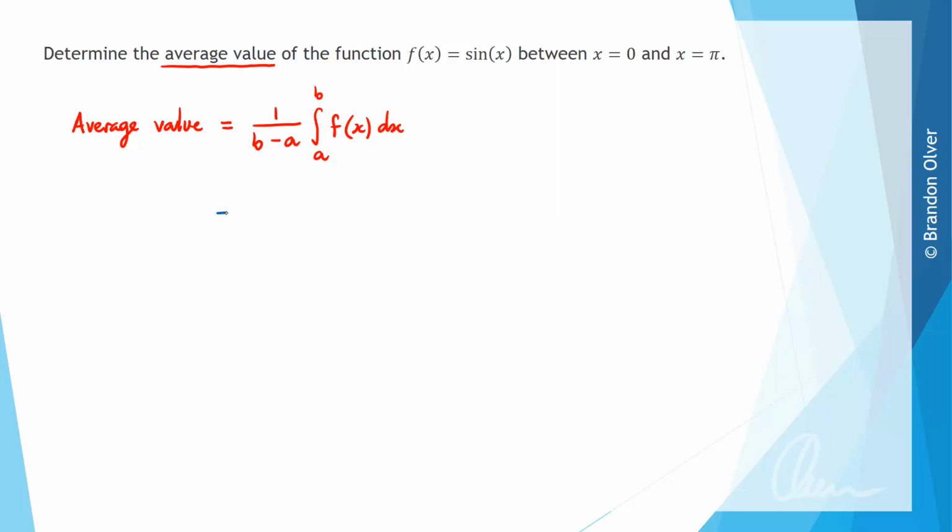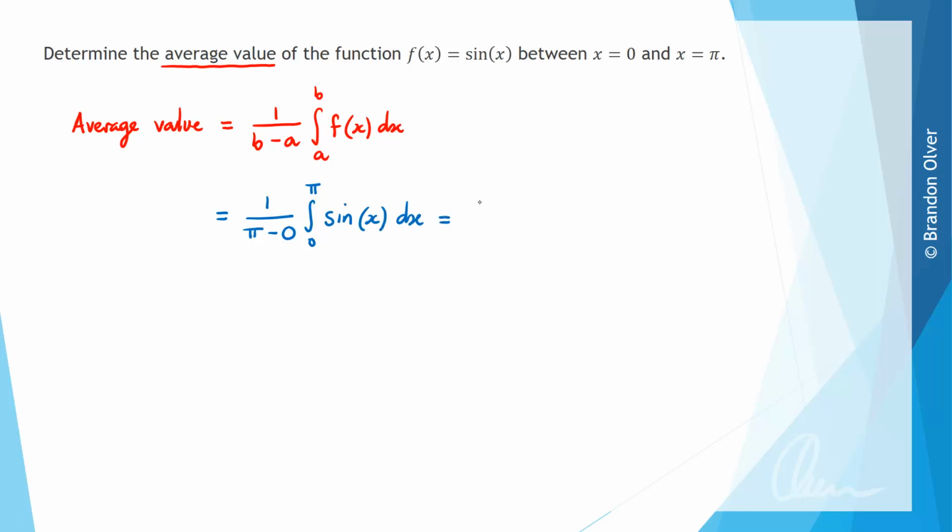So for this question, the average value is going to equal 1 divided by, and the b take a is going to be pi subtract 0, because we're finding the average value between x is 0 and x is pi. And then we're going to multiply that by the integral evaluated between 0 and pi of the function sine of x, and we're going to integrate that with respect to x.